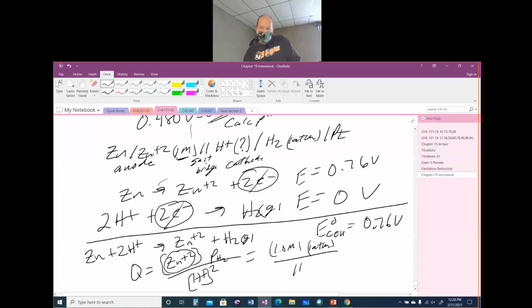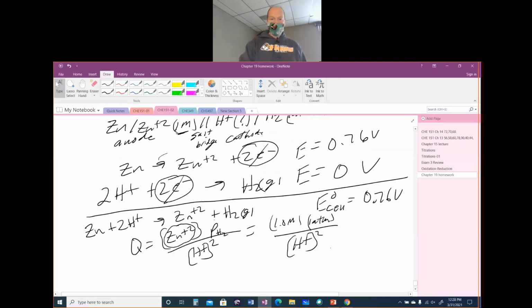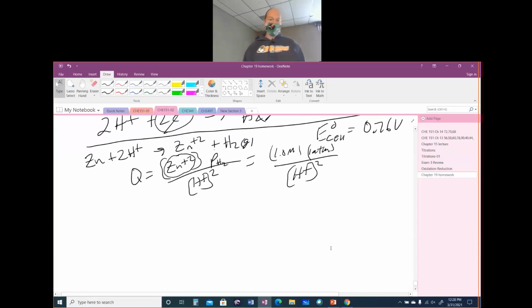And H plus squared, that's what we're looking for. Once we find the concentration of H plus, then we take the negative log of that and we get the pH. All right, and so now we just plug it all together.